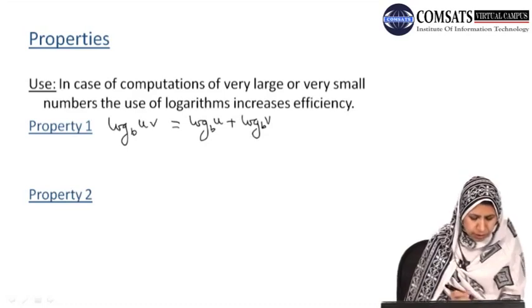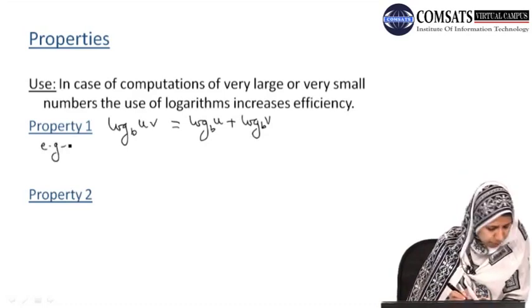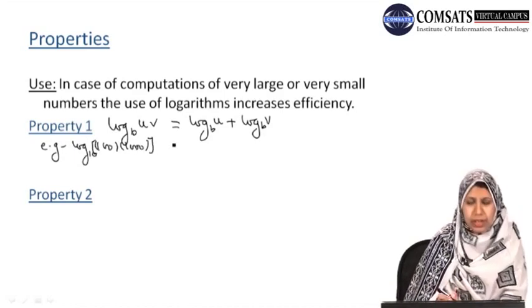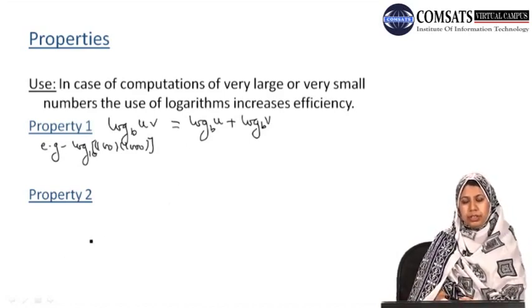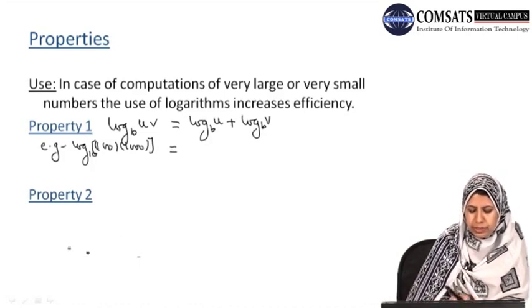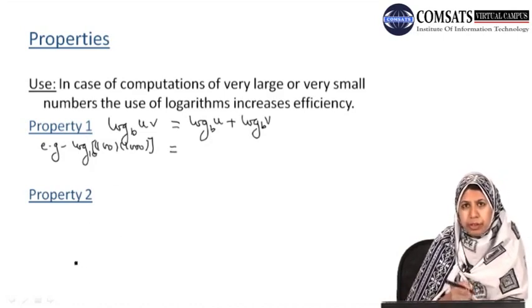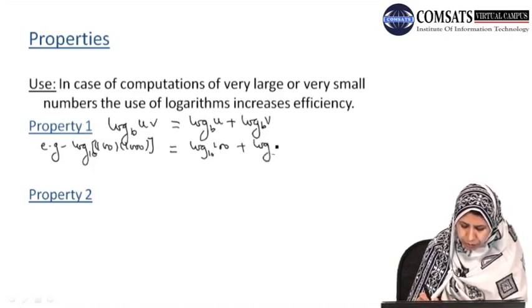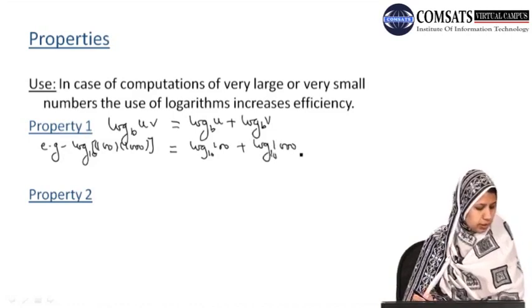For example, if we have the product 100 times 1000 and we are asked to solve it with the help of log to the base 10, then we will simply use our log property: since inside we have a product, we will take the separate logs and add them. That is, log of 100 to the base 10 plus log of 1000 to the base 10.